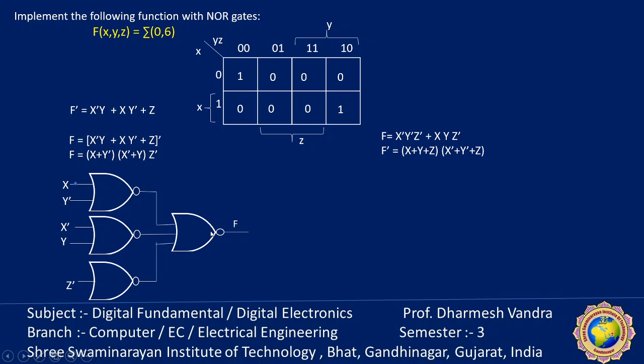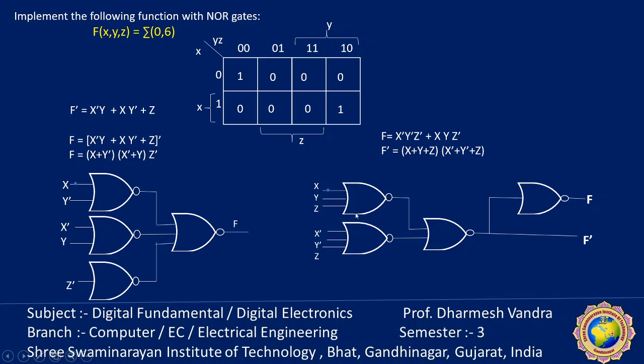So if we take the F dash, for that, first we take the F. F is equal to this and this. So F dash is equal to X plus Y plus Z and then X dash Y dash Z. Okay, this is also a product of sum term. But here, first we find out the F dash and then invert it by a NOR gate. So this is the 3-level NOR gate circuit, while the first case is 2-level.